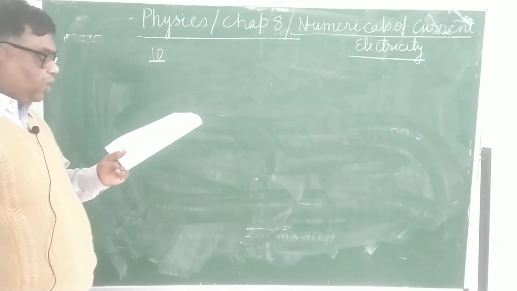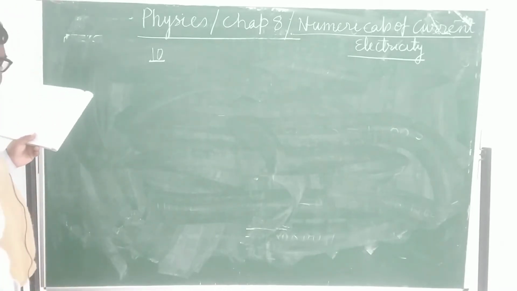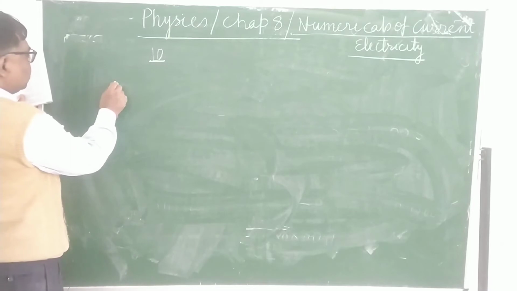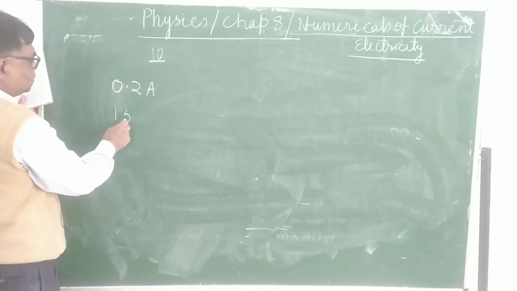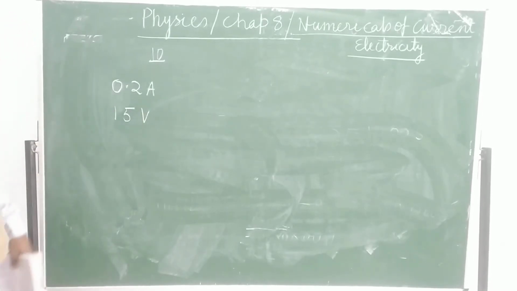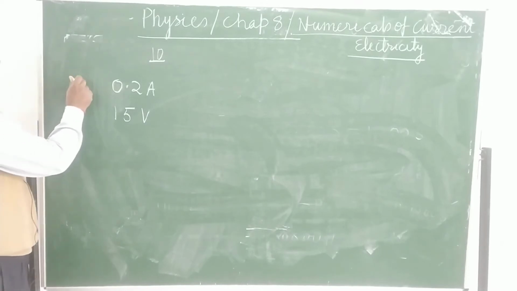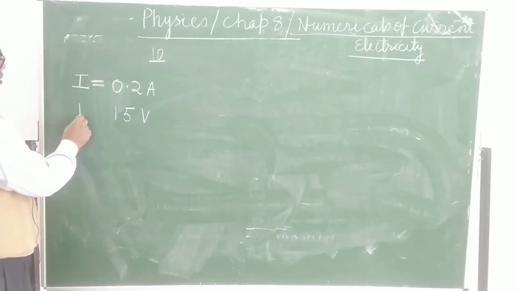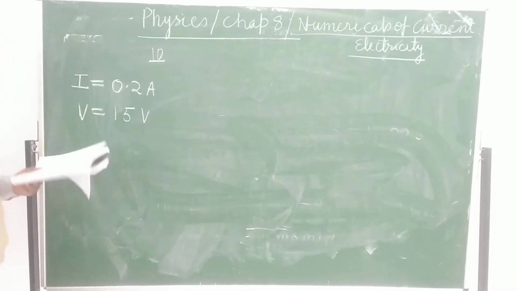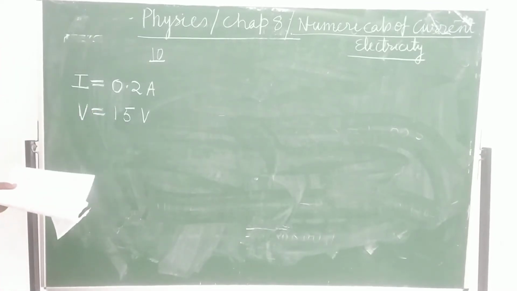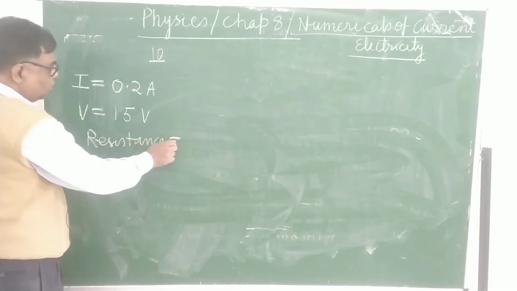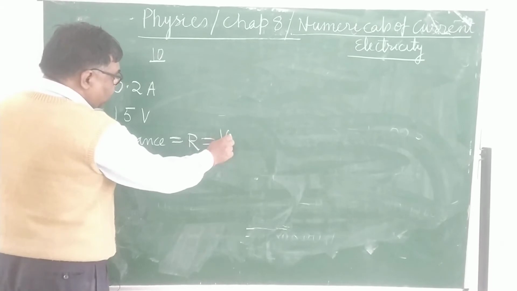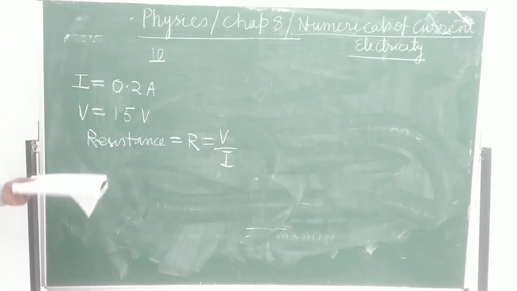A current of 0.2 ampere flows through a wire whose ends are at a potential difference of 15 volt. Means current is given 0.2 ampere and potential difference is 15 volt. What is in terms of symbol? It is I and it is V. Now you have to calculate the resistance of wire. Very simple. R equals to V upon I. Resistance you can find. It's clear? V upon I.